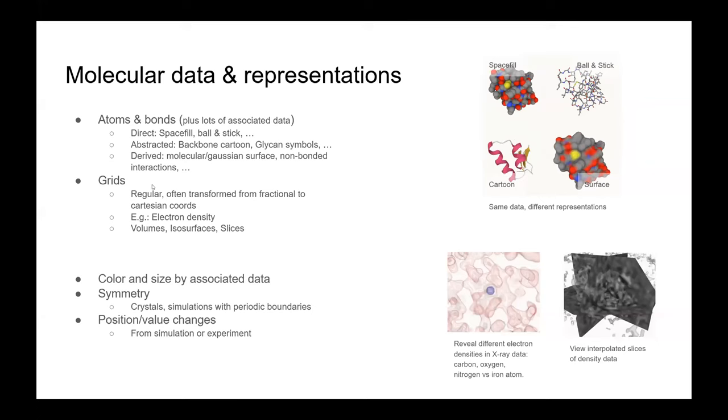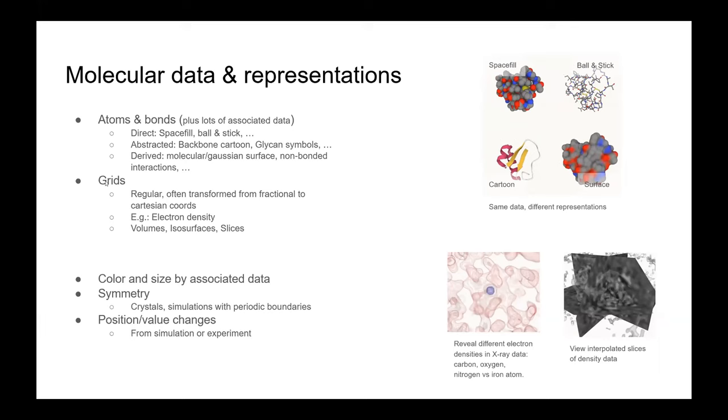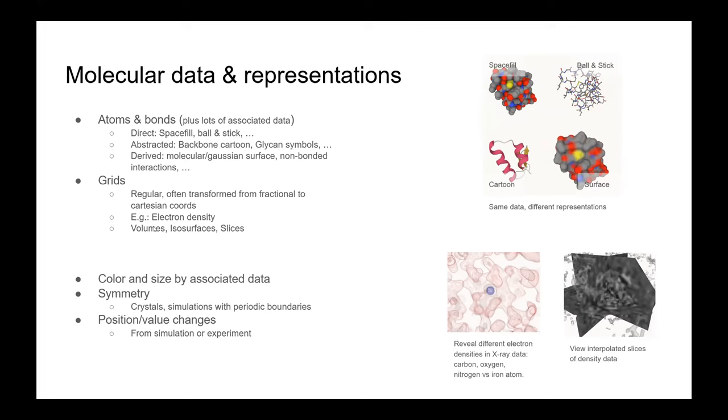And then the other big type of data, apart from atoms, like points in space, is 3D grids of data. They're regular, but you often need to transform them from fractional space to actual Cartesian coordinates, which is just a multiplication by a matrix. That type of data is often the electron density from experiments, and we want to show it as volumes, extract isosurfaces, or just show slices.